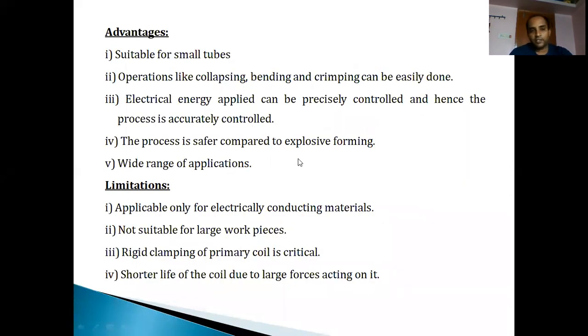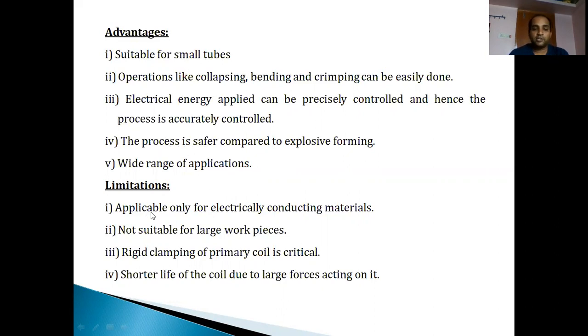As an advantage, generally we use this for small tubes. Sometimes we use it for bending and collapsing. Here, when we take the help of the magnetic field, you should know how much electrical energy is required for which kind of deformation of material. Depending upon that, we can take the current depending upon the intensity required for deformation. Compared to electro-hydraulic forming, this process is safer. Even compared to explosive forming, it can be used for a wide range of applications, especially for smaller materials, that is, for fastening, screws and other devices also.